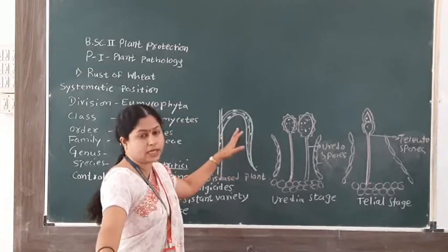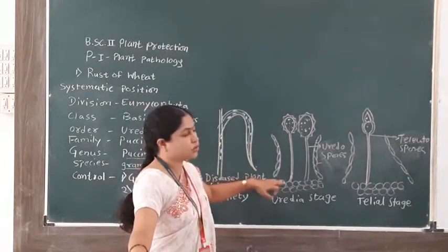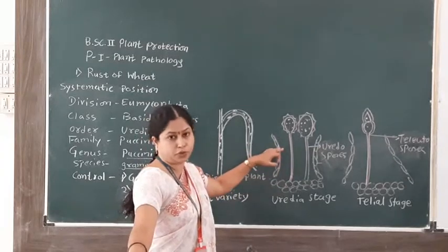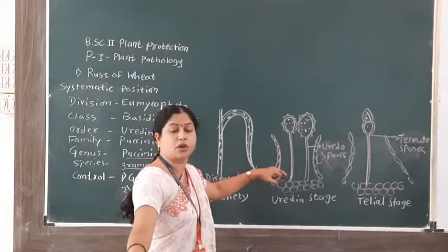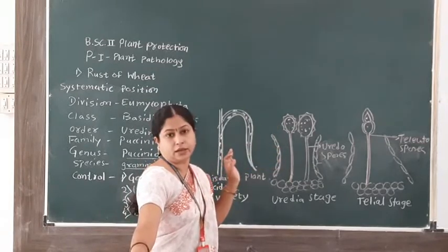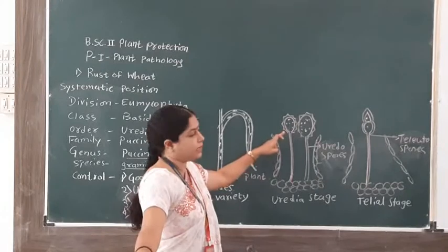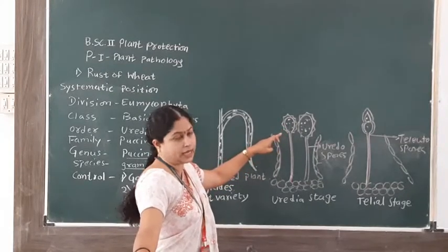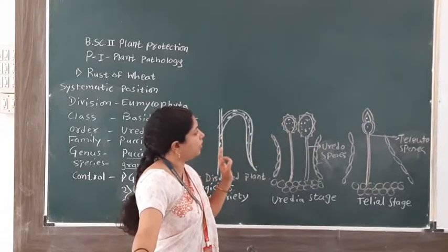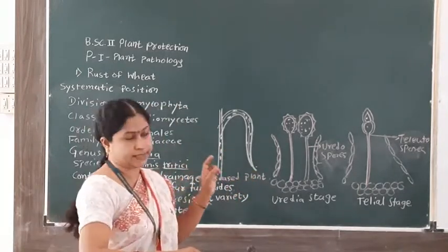When we take the TS of the infected leaf, we see that the ruptured epidermis shows some stalked raised portions or stalked raised hyphae. These are called uredia or uredospores. And this globose structure with smooth intine and somewhat ornamented exine.